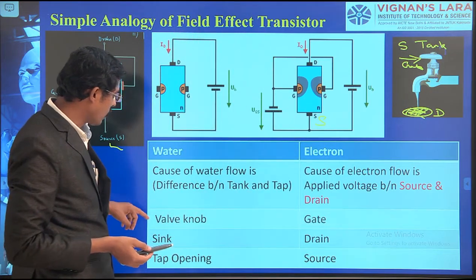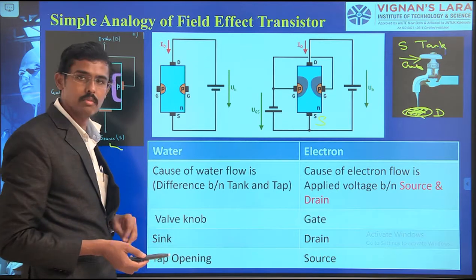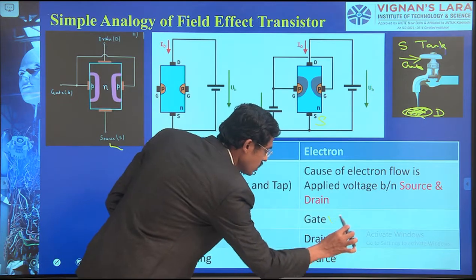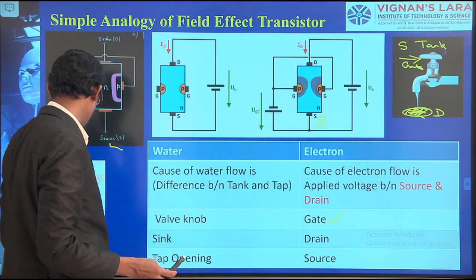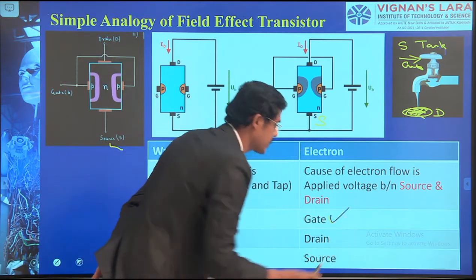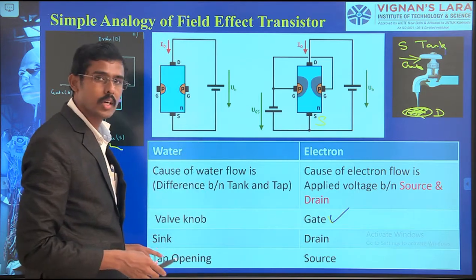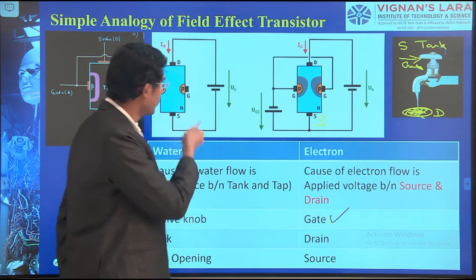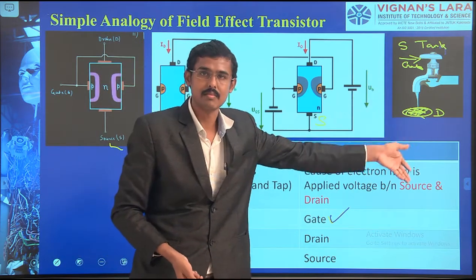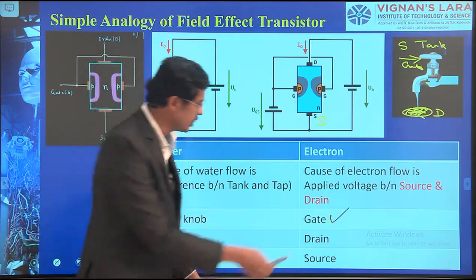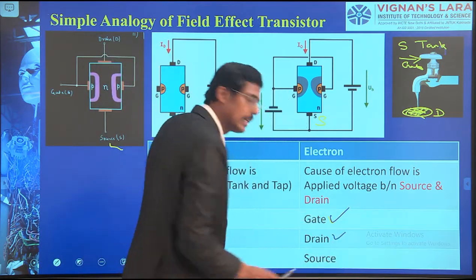Here, for water, what is controlling it? The valve knob. We are controlling it through the valve knob, through the drain actions, the gate actions. Through the gate actions, it can be controlled. Here, where does it go? It goes to the sink. For these cases, the bottom is a sink. We are just naming it a sink, for example. But for these cases, it goes from source to drain.